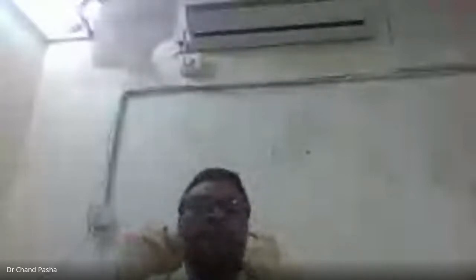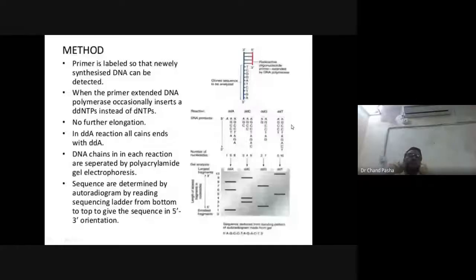In 4 tubes, 3 of the nucleotides are normal deoxynucleotides, whereas for one, see here, A, T, G, C are there. In this case, what they are doing, adenine is going to be 75% normal deoxyadenine and 25% is dideoxyadenine.